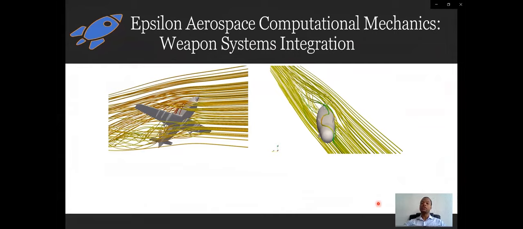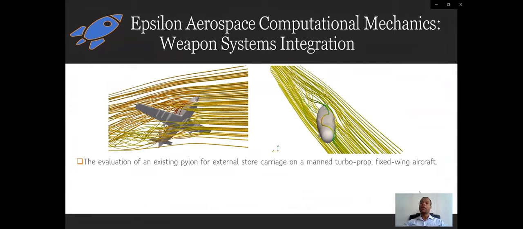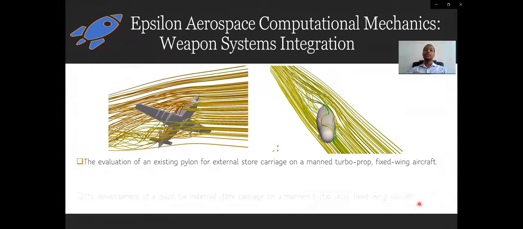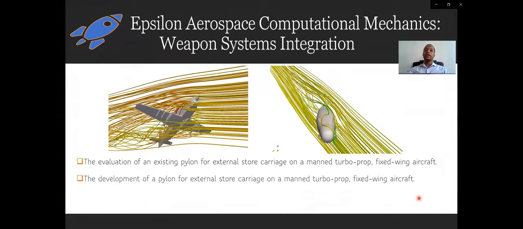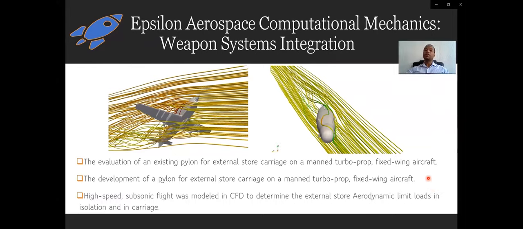In weapon systems integration, we've been involved in a project that required the evaluation of an existing pylon for external store carriage on a manned turboprop fixed-wing aircraft, and for the same aircraft and store configuration, the development of a pylon. High-speed subsonic flight was modeled in CFD to determine the external store aerodynamic limit loads in isolated flight and in carriage. This was done for various maneuver cases.